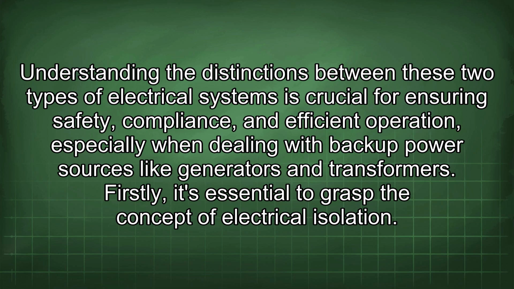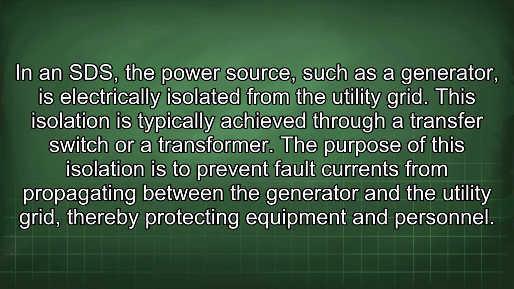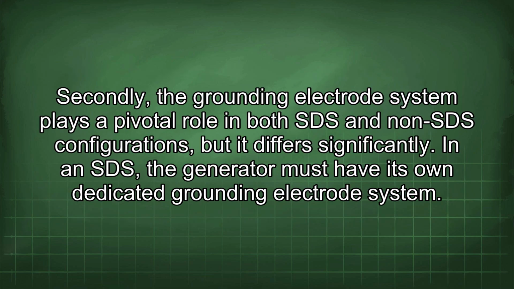Firstly, it's essential to grasp the concept of electrical isolation. In an SDS, the power source, such as a generator, is electrically isolated from the utility grid. This isolation is typically achieved through a transfer switch or a transformer. The purpose of this isolation is to prevent fault currents from propagating between the generator and the utility grid, thereby protecting equipment and personnel.